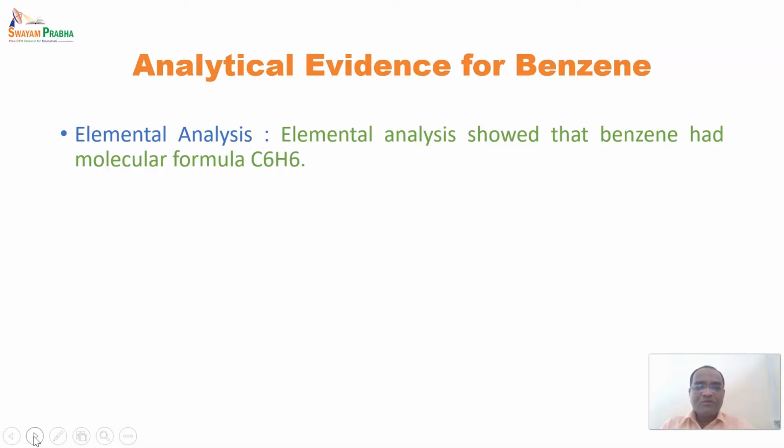Elemental analysis showed that the benzene molecular formula is C6H6. So the percentage of carbon and the percentage of hydrogen is calculated in elemental analysis. The name itself indicates that elemental means the percentage of an element in the given compound has been determined. So it was found that the elemental analysis of benzene gives the molecular formula C6H6. It depends on the percentage of carbon and hydrogen, and by using the molecular weight it has to be calculated.